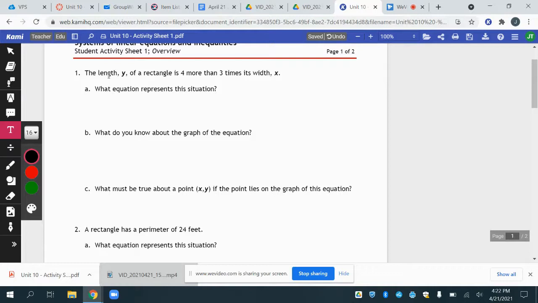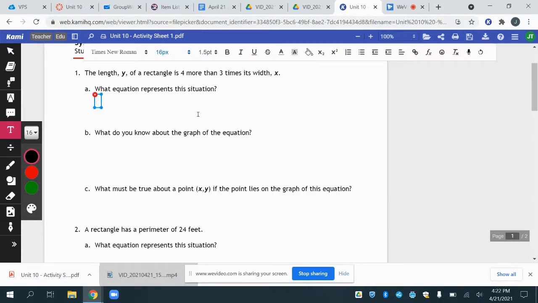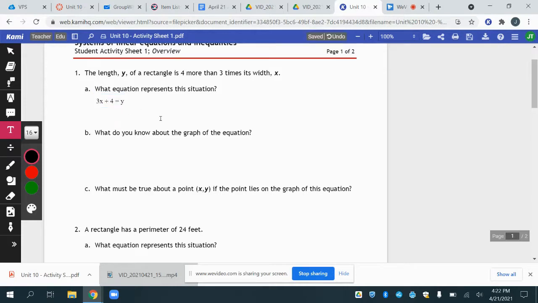So we're looking at this. The length y of a rectangle is 4 more than 3 times its width. So there's some rectangle, and if I take its width, x, and I multiply it by 3, and I add 4, I should get the length. The length is 4 more than 3 times the width. That's what we're looking for, just for the record.